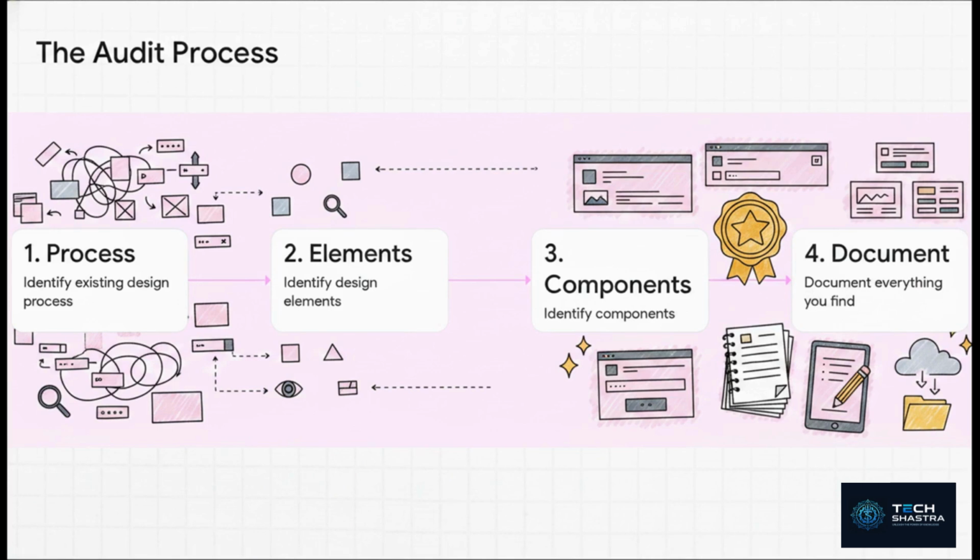First, just try to understand how things get designed right now. Then you start identifying all the little pieces, the design elements. After that, you look for the bigger building blocks, the components. And the golden rule through all of this, document everything. I'm talking screenshots, notes, everything.